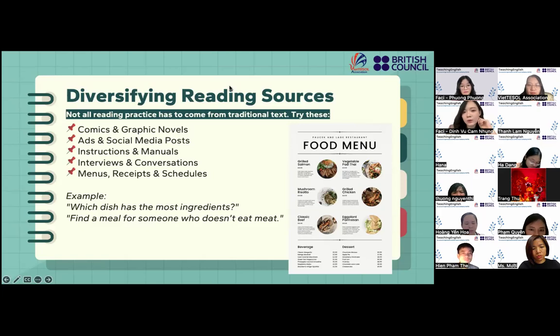They read when they want to maybe watch a movie with subtitles, maybe comics and graphic novels. Maybe they go on social media and they see ads, or maybe they follow the page of their favorite musicians or something. Okay, so instructions, manuals, interviews, conversations, or maybe like posting the picture right now, a menu, right? So think out of the box and maybe don't just choose textbooks.